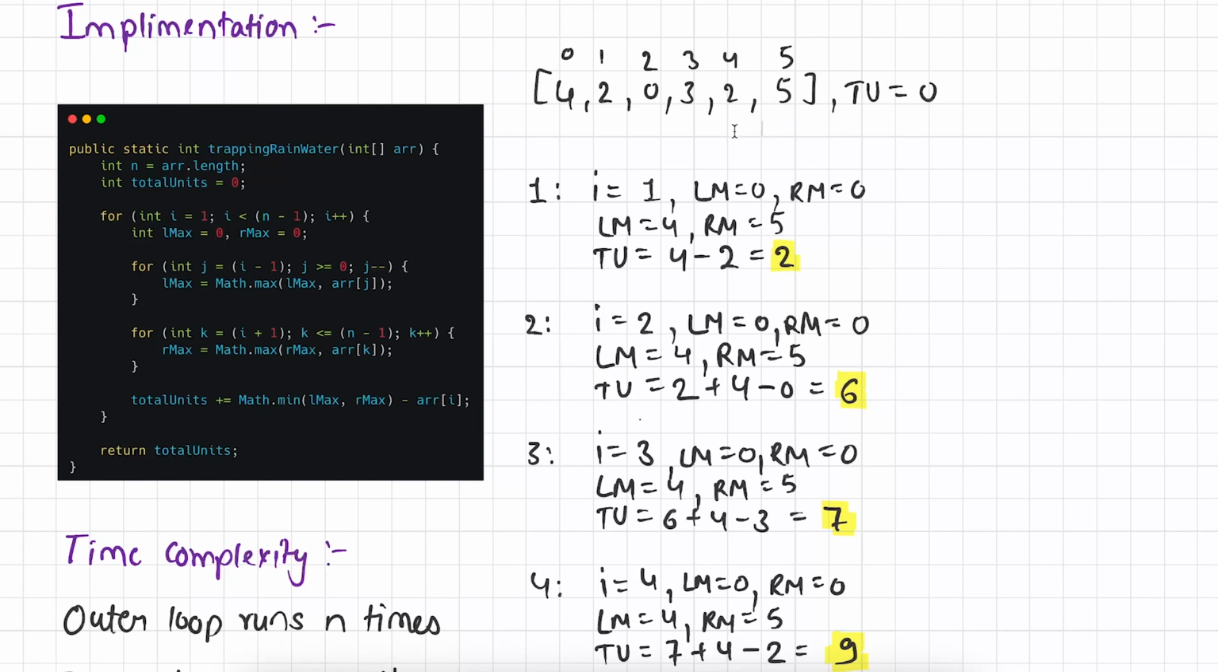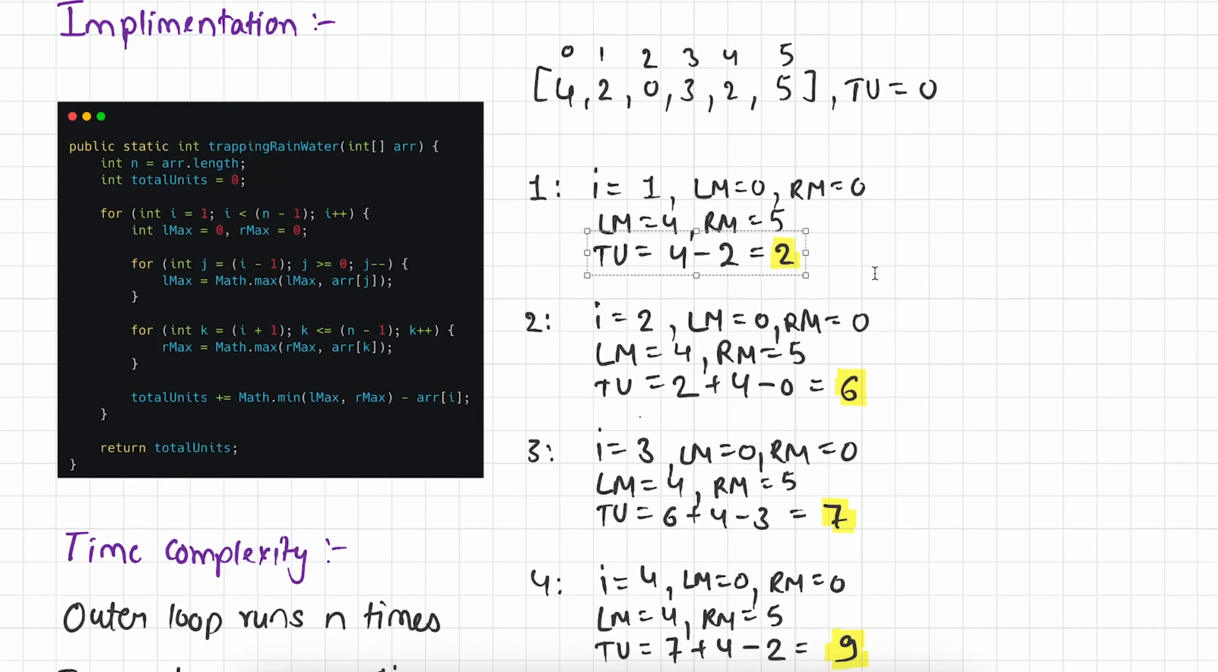After computing Lmax and Rmax we simply compute the minimum of both the values, that is 4, and subtract the value of the bar itself. So 4 is the minimum value, 2 is the height of the bar, 4 minus 2 is equal to 2. So the total units of water we can collect so far is equal to 2.